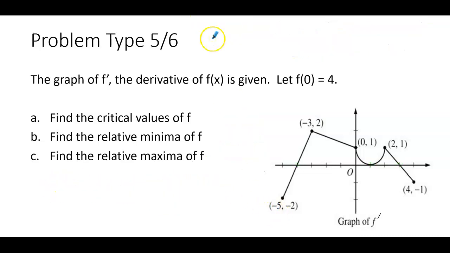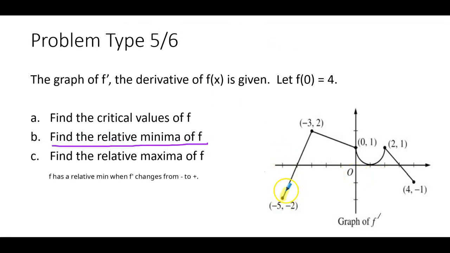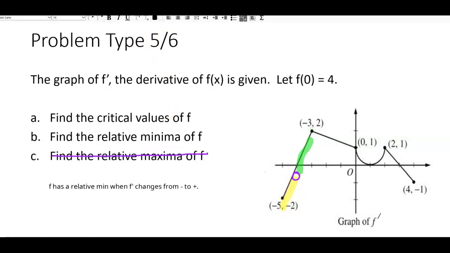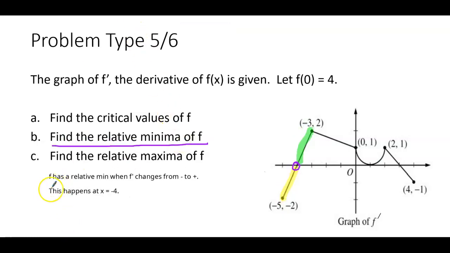Okay, let's go ahead and take a look at part B now. Let's find the relative minima of f. As I mentioned on our little reference sheet, f has a relative min when f prime changes from negative to positive. In other words, whenever the graph of f prime goes from below to above. Well, that happens right here. Here we're below, and then after that, we're above. And so it's changing from negative to positive right here at x equals -4. So we would say this happens at x equals -4. I don't see that happening anywhere else on the graph, and so that would be our answer.